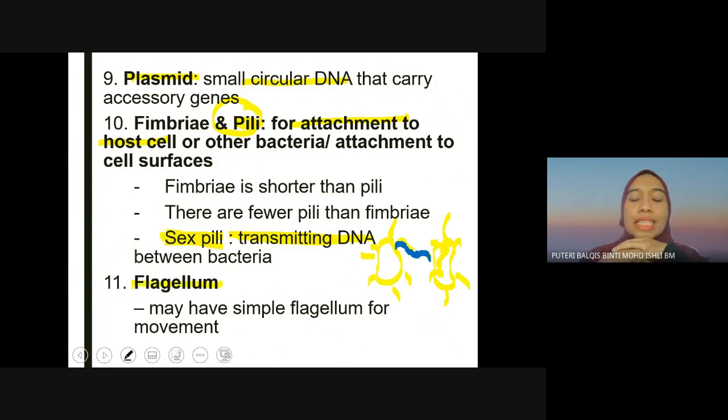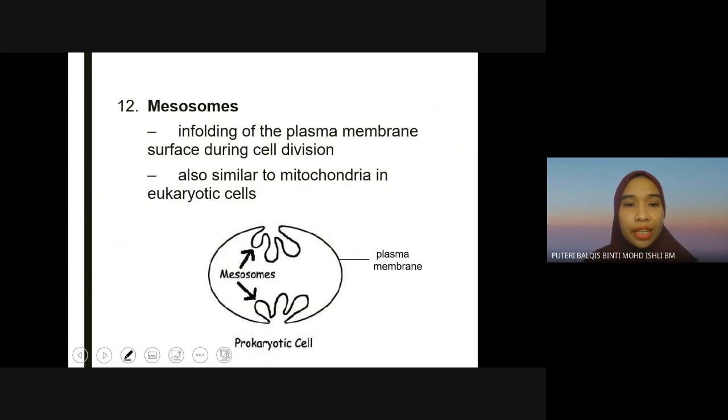And then the last one, I think this is the last one. We have flagellum. Flagellum or flagella, flagellum singular, flagella plural. The function is for movement. Dia gerak-gerak guna flagellum. Okay. And yeah, the last one, sorry, this is the last one. The last one is mesosome. Mesosome, the function sama macam mitochondria. Sebab prokaryotik ni tak ada mitochondria, it has mesosome.